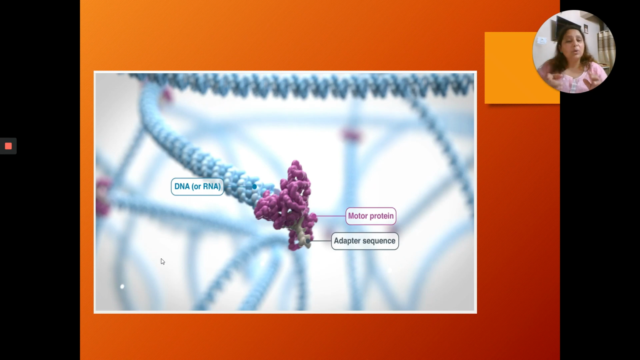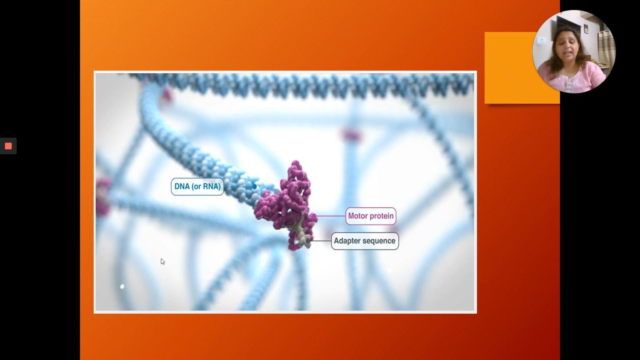ठीक है, so what is the motor protein doing? मोटर प्रोटीन वो एक फोर्स जनरेट कर रहा है जिसकी वजह से डीएनए is pushed into the nanopore at a particular speed and goes through the nanopore. Okay, now अब adapter sequence क्या कर रहा है? Adapter sequence helps in recognizing the nanopore, क्योंकि we know the composition of the nanopore, and motor protein gives that extra push to the DNA sequence so that it goes inside the nano hole of the nanopore.